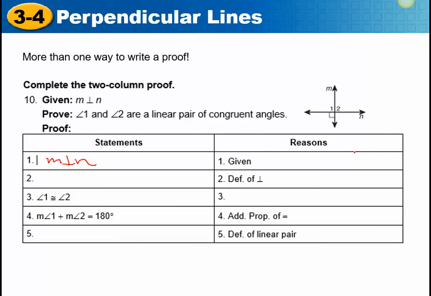What we're going to do is first figure out what it means to be perpendicular. So in order to be perpendicular, that means that the measure of the intersection of the angles is 90 degrees. They intersect at 90 degrees.